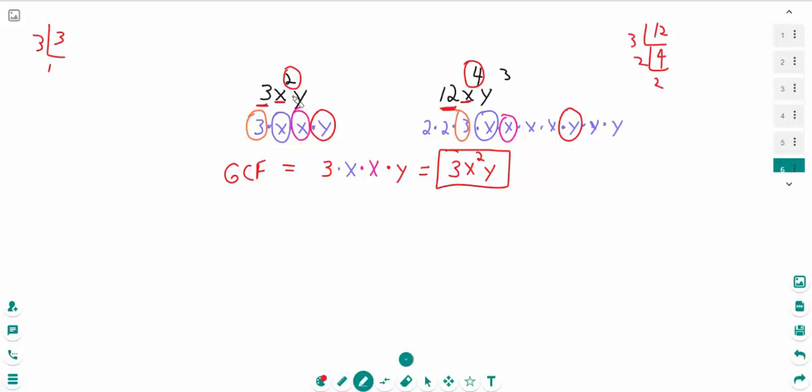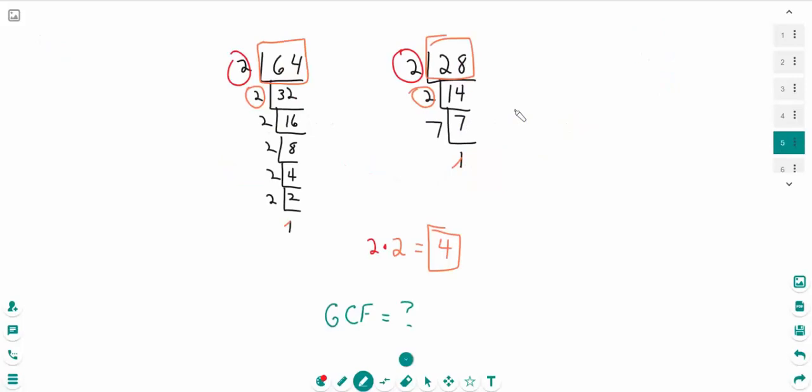The y's, this one has a y to the 1, right? And this one has a y to the 3. The most we can take away is a 1. That would be common to both. So it would be y to the 1, okay? Does that make sense? Good. So let's try some problems here and see how we do.